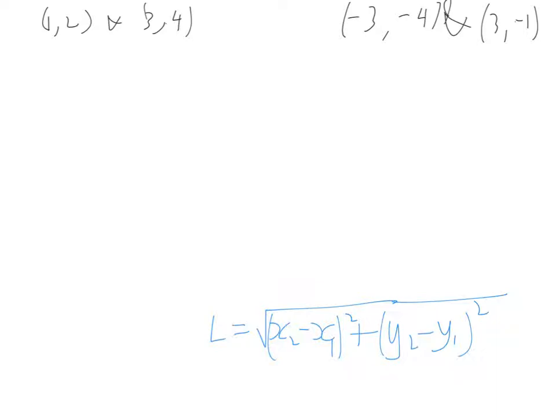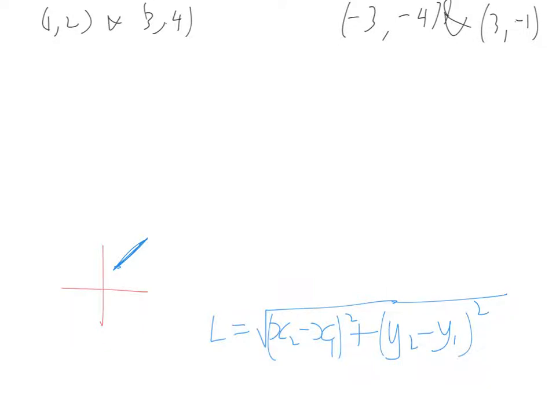Like I said, I don't like that. I prefer to draw them. It makes it a lot easier. So we've got this graph. We're at (1, 2), which is about here. Then we go to (3, 4), which is about here. So we're looking at that length there.